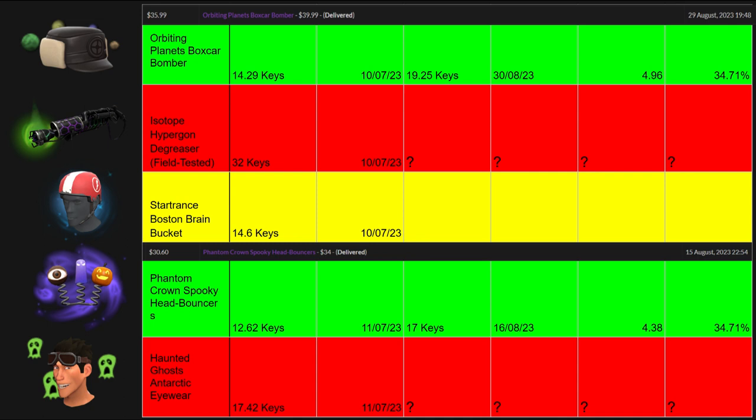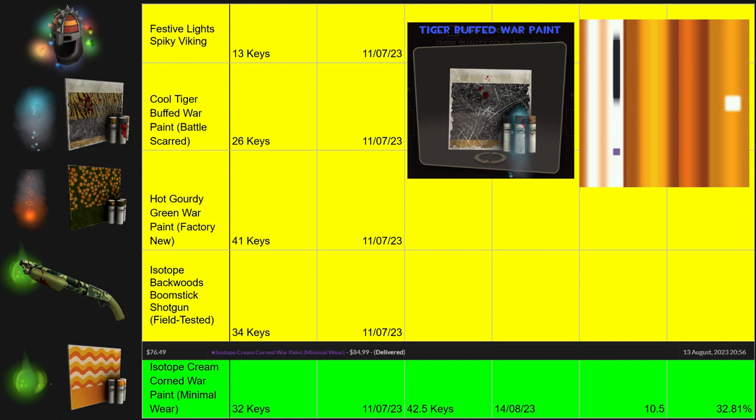Haunted Ghost Antarctic Eyewear. That is an extremely low price to buy for, but it is inflated with many sellers. I have no clue what happened to mine, probably best if I quick sold it. Festive Light Spiky Viking. A cool effect, but a very low tier, unpopular hat. On backpack.tf, it says it's one of one, but there's another seller. I might be lucky to sell it one day.